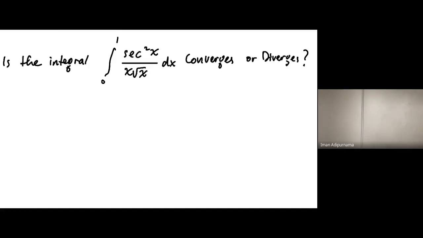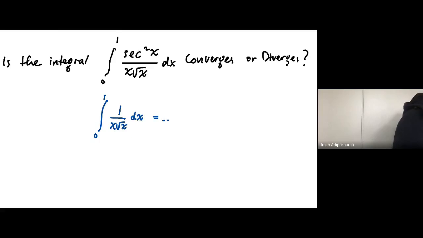If it's a function, okay, it's already a fraction, a rational function, and we can just ignore the secant squared, and we can just focus on the x squared x, right? So we can compute first the integration from 0 to 1 of 1 over x squared x. You can compute these integrations first.